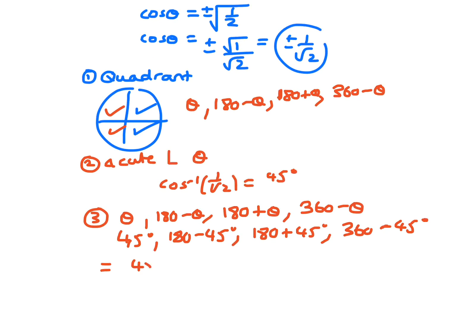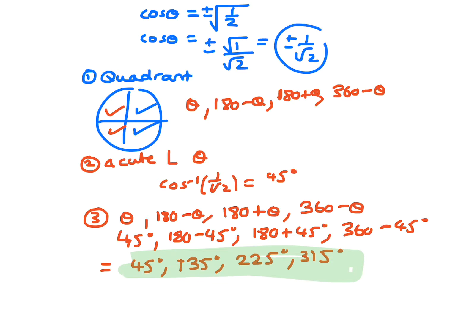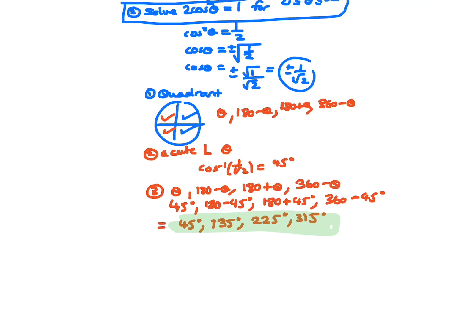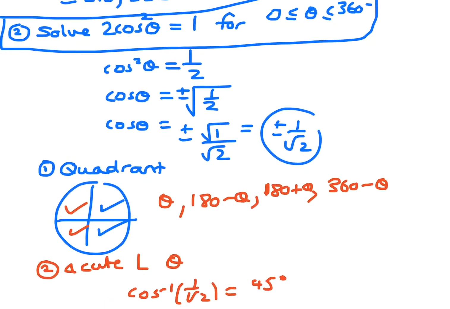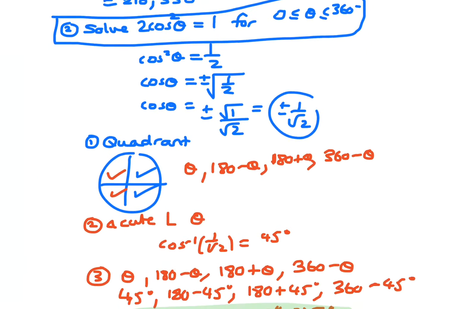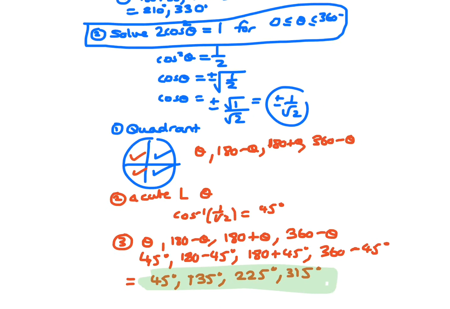So it's going to be 45, 135, 225, and 315 as your solution. Okay, that's the equation 2 cos squared theta minus 1.